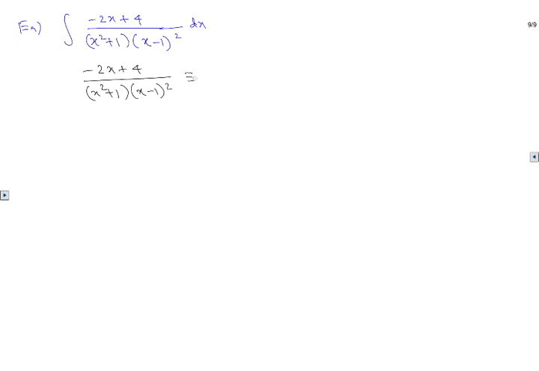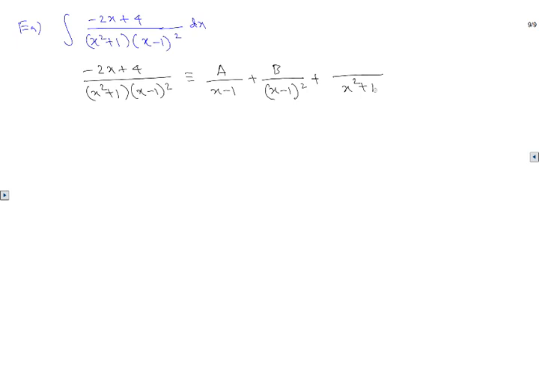We can write the repeated terms first. So we're going to say a over (x minus 1) plus b over (x minus 1) squared, and here we have x squared plus 1. But this is a special term, not a repeated term, so we have to follow the regular technique.